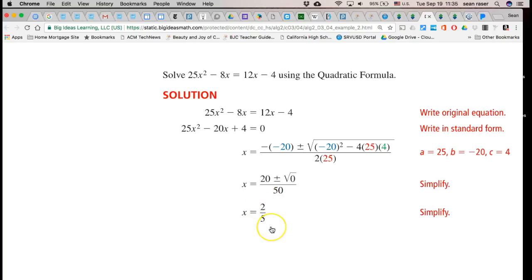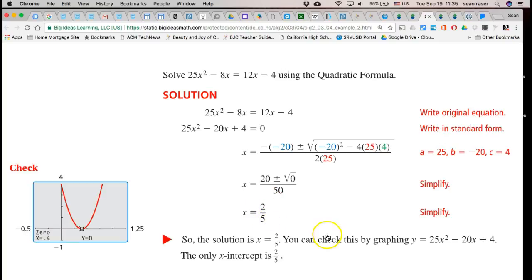So you have one answer. Now we could take this, and to check it, we can plug it in and graph it. And if you graph this, you'll see when you have one answer, your quadratic, your parabola comes down and just touches the x-intercept at one point.